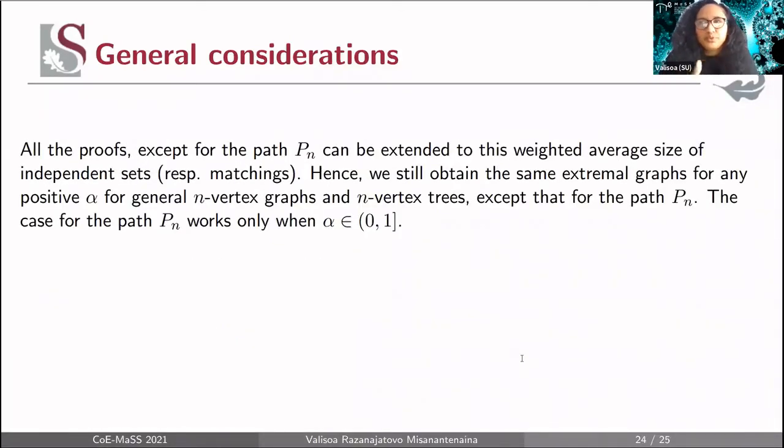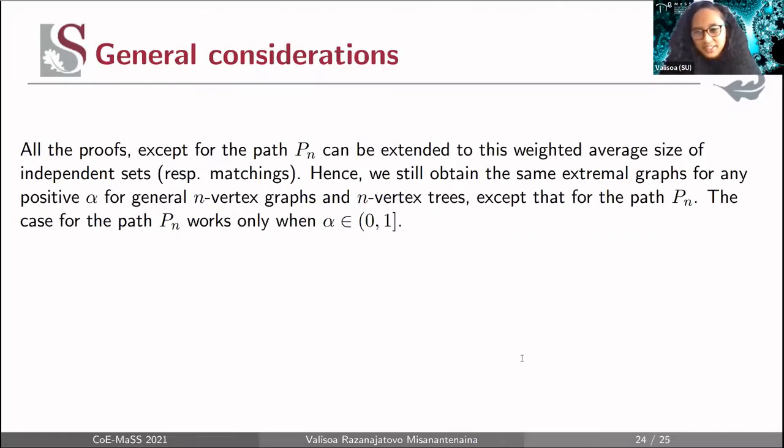And all the proofs we had, for the complete graph, for the empty graph, for the star, can be adapted to this weighted version. So all the theorems we had can be extended to this weighted version, except for the path P_n. For the path P_n, it works only when alpha is between 0 and 1.